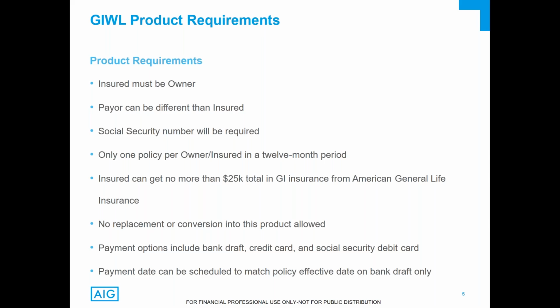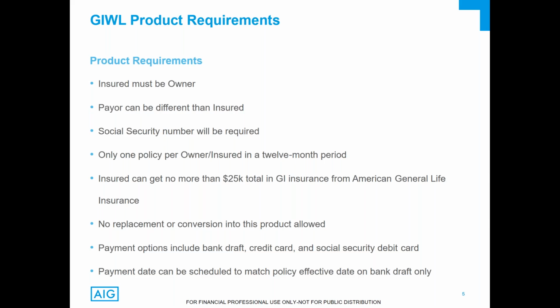The owner can change after the policy has been issued, but at the time of application, the owner must be the insured. The payer can be different, so you could have an insured who is buying the policy and the owner of their policy, but the payer can be a spouse, an adult child, some other family member or friend who wanted to buy the policy or pay for the policy, but again, the insured must be the owner.